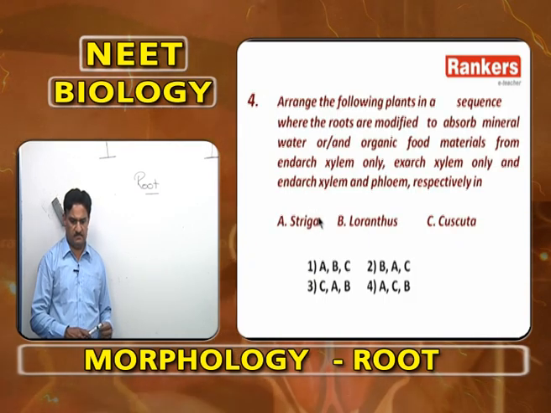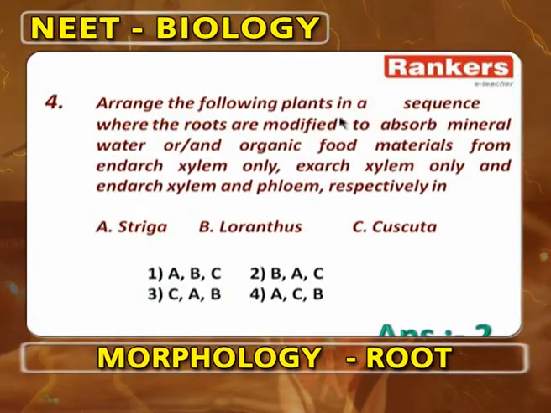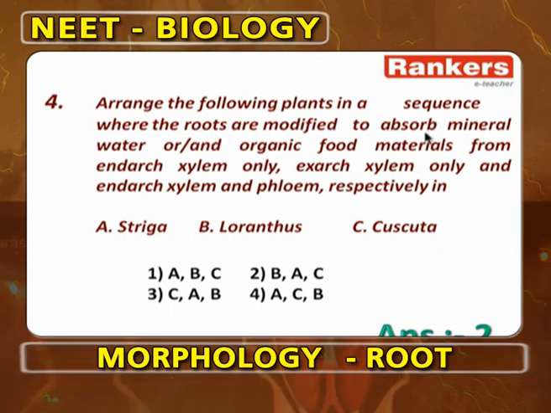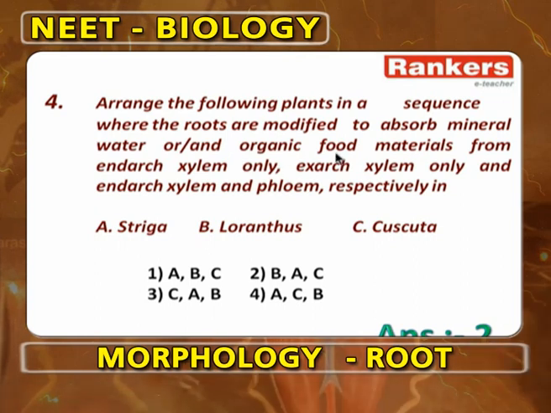Next, arrange the following plants in a sequence where the roots are modified to absorb mineral, water or organic material. Just now I told about this percentage. Answer is first Loranthus, then Striga, then Cuscuta.